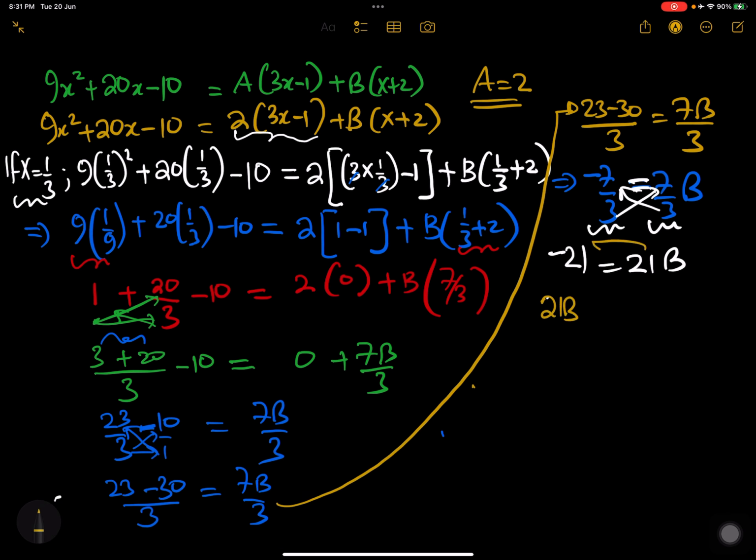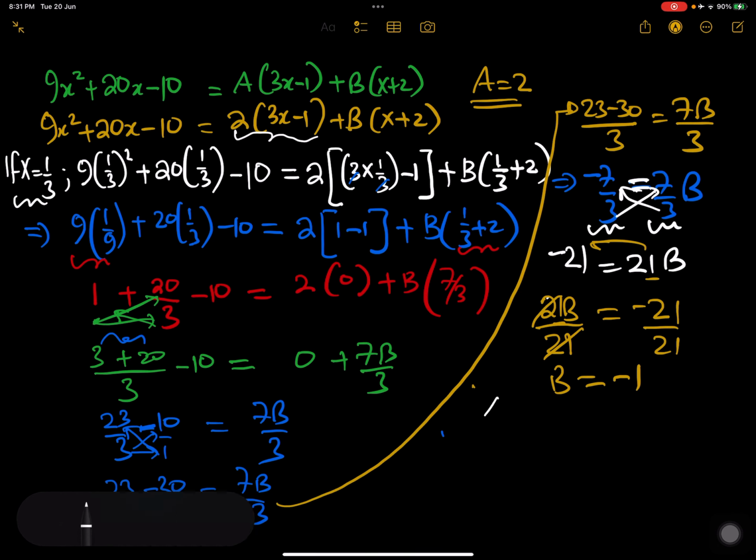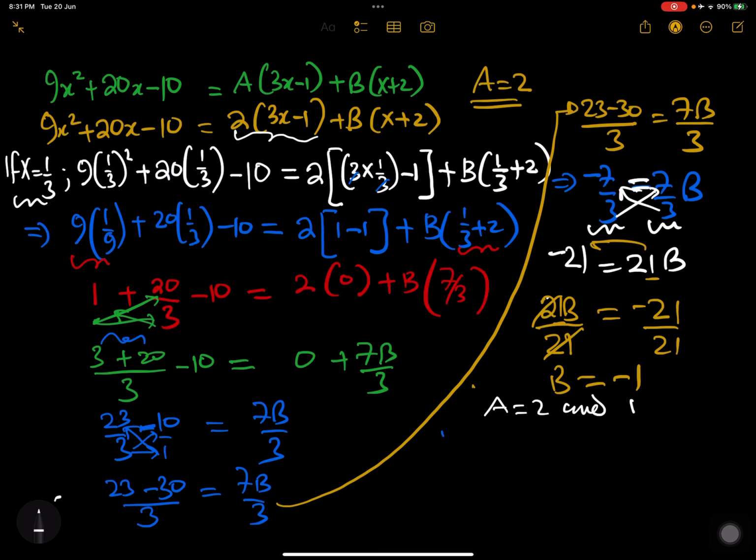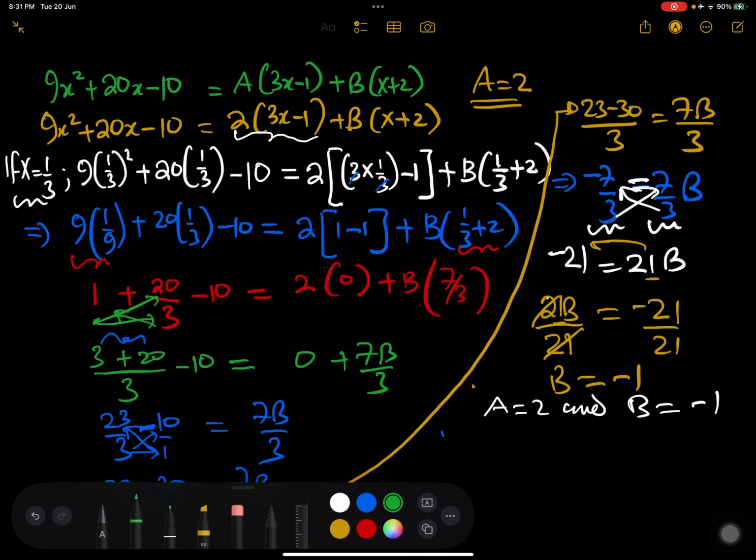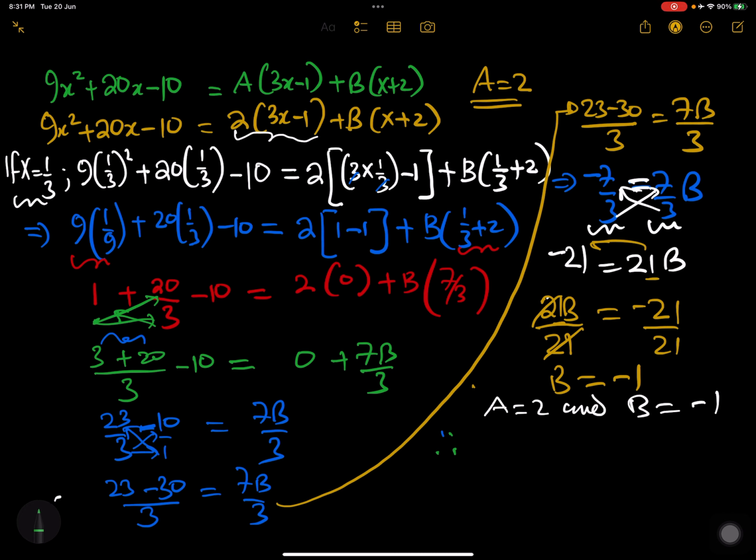We bring this side here and that side. 21b is the same as negative 21. The sign never changes because we didn't cross. We just flipped it. We just made this one come here and that one go there. All right. Now, if you divide both sides by 21, we're going to get b to be equal to negative 1. So now we've been able to solve that a is 2 and b is equal to negative 1.